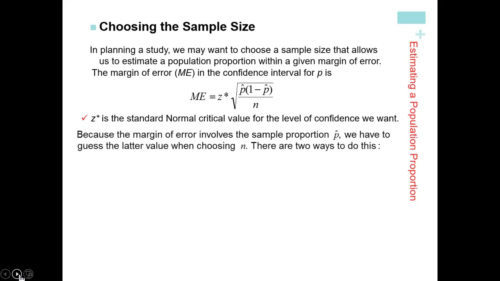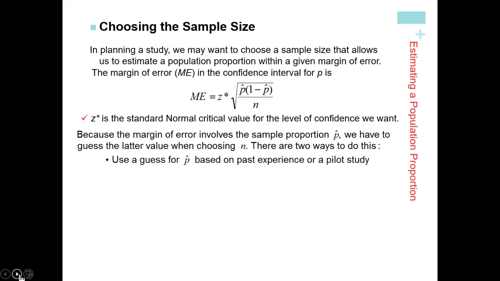Because the margin of error involves the sample proportion, we have to guess the latter value when choosing n. So in other words, what do we make p hat? If we're trying to pick a sample size, we don't have p hat yet because we haven't taken our sample. So how are we going to get p hat? 2 different ways we can do it. Either if we have a previous study that we can work through, then we can look at it that way.